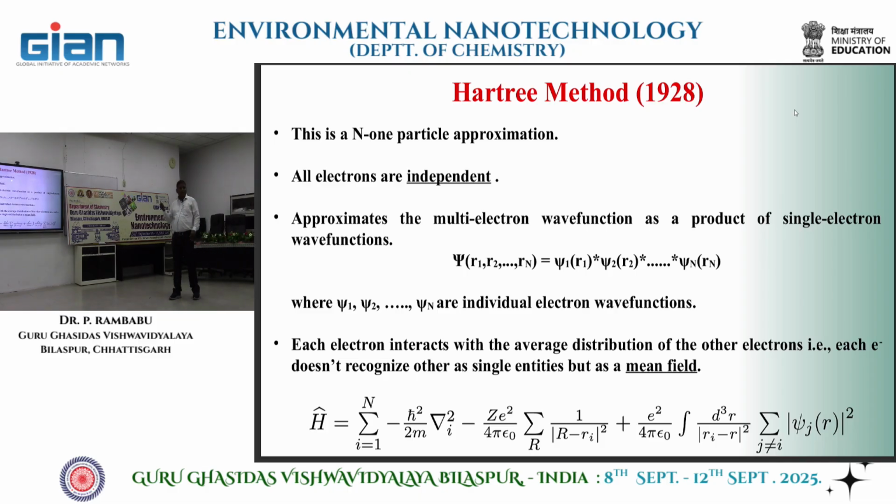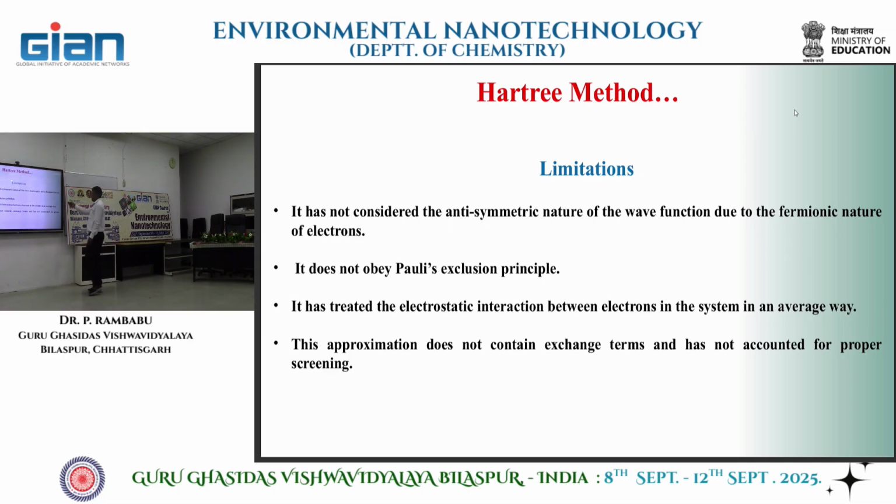So unfortunately in Hartree method also we have some shortcoming. The total wave function is not antisymmetric because electrons are fermionic in nature, they should satisfy the antisymmetric property, but the total wave function taken by Hartree is coming out to be symmetric. Okay, so that is one more shortcoming. So that is what I am writing here. It has not considered the antisymmetric nature of the wave function, and it is not obeying Pauli's exclusion principle. And the electrostatic interaction was treated in an average manner because this is an average approximation. And it also will not contain these exchange terms. So these are the shortcomings associated with Hartree approximation.